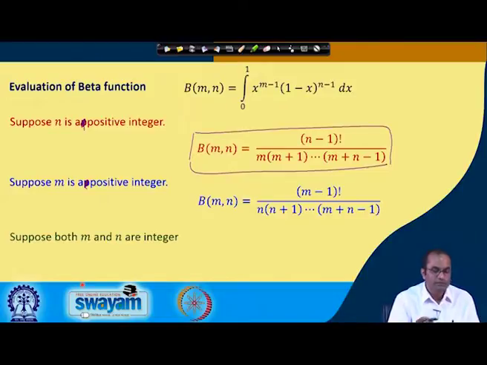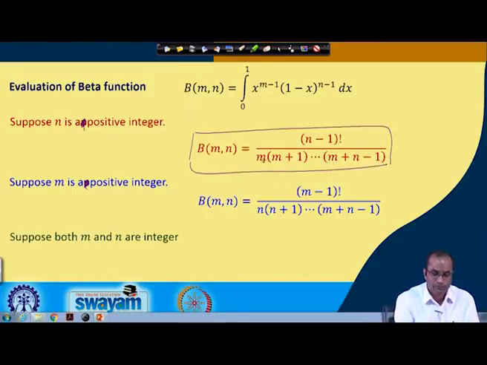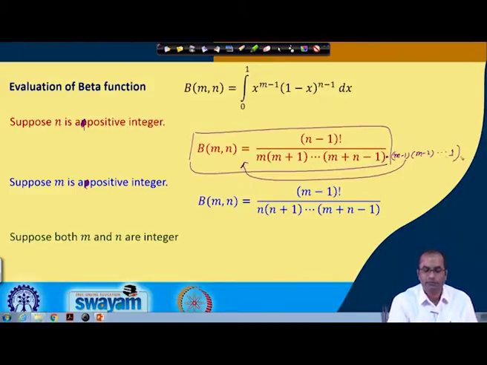If both m and n are integers, in this case we can take this case, for example. Here m is also an integer, so that means we have m plus 1 and so on, this product again appearing of these integers with a difference of 1. So, if we multiply in the numerator and the denominator also m minus 1, m minus 2 and up to 1, then what we are getting is 1, 2, 3 and so on, m minus 1, m, and this product goes up to m plus n minus 1.